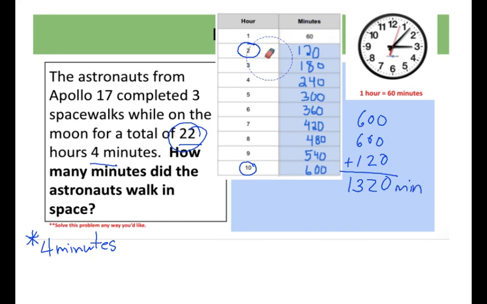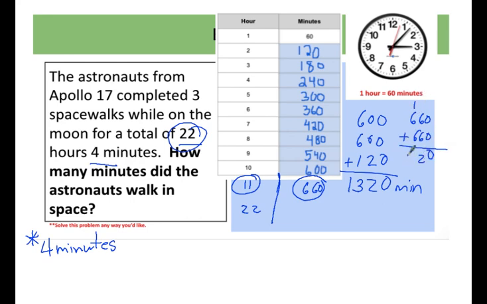Let's see if we could find the answer a different way. How about if I were to just extend this table a little bit more and find what 11 hours was? Well, that would be 660 minutes. So now if I double this, it'll give me 22. And if I double this, it'll tell me what 22 is. So I could just do some side work here, and it'll give me that same answer of 1,320 minutes. You could have used the rule that we came up with, which was multiply the hours, in this case 22, by 60 to get your answer.